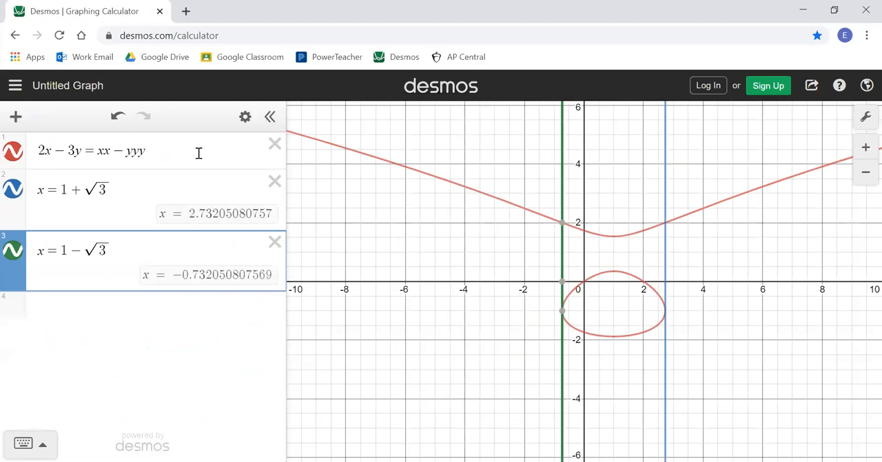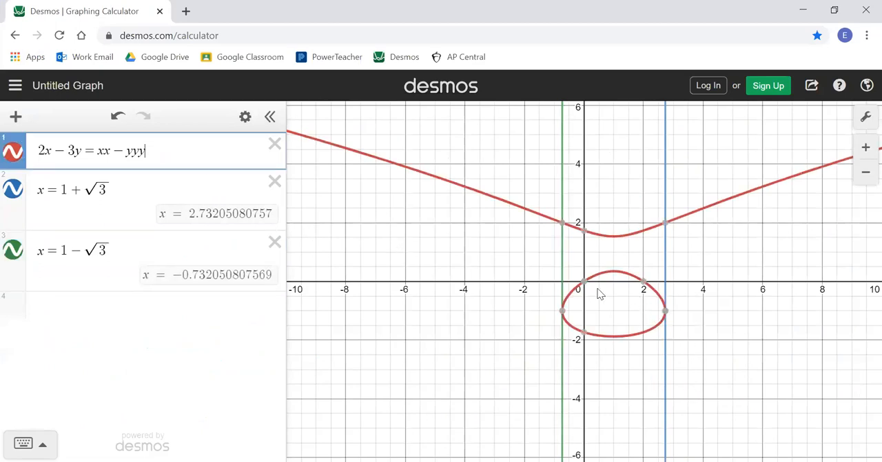Both of them tangent to this little not elliptical looking, sort of elliptical looking, whatever you want to call that. I don't know. Looks like a flying saucer or something. UFO.